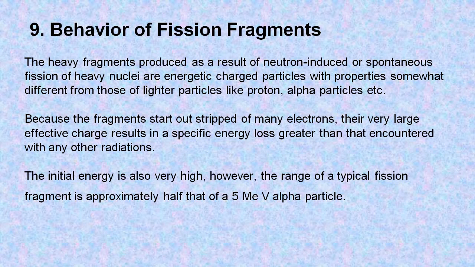This you can understand with the concept of your Bethe formula. There, in the numerator you have small z square. Here that z is the charge of the radiation, that is very high. So your specific energy loss will be much larger. The initial energy is also very high. However, the range of a typical fission fragment is approximately half that of a 5 megaelectron-volt alpha particle. This is because the specific energy loss is very large, so the range will be small.